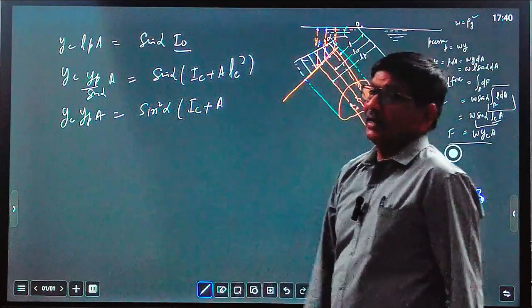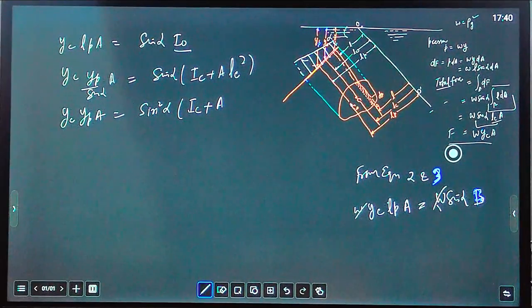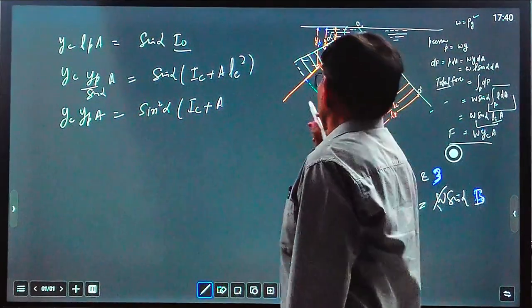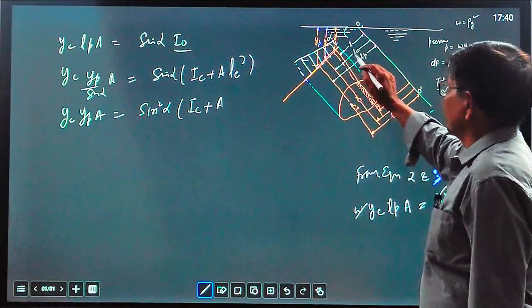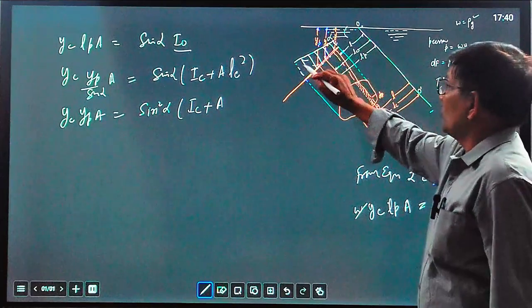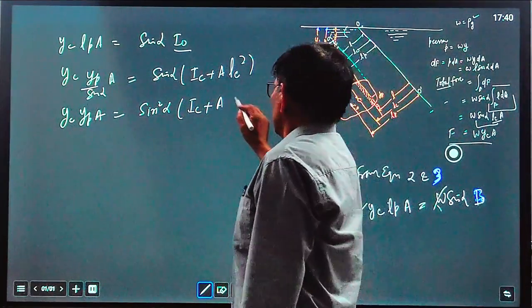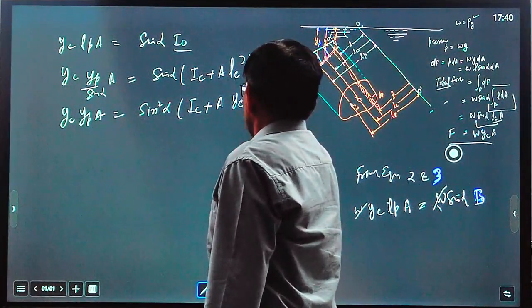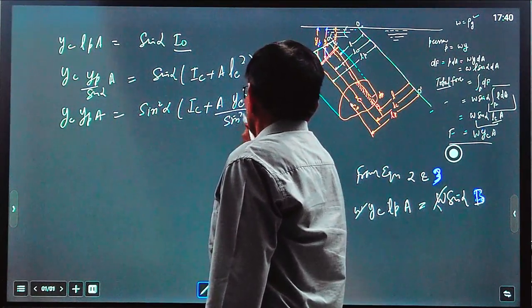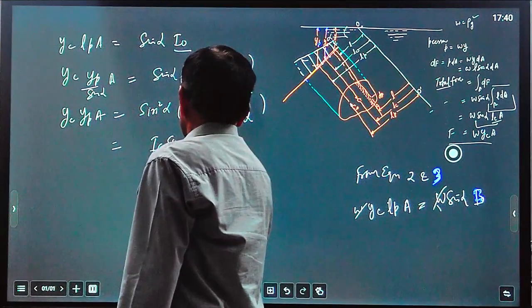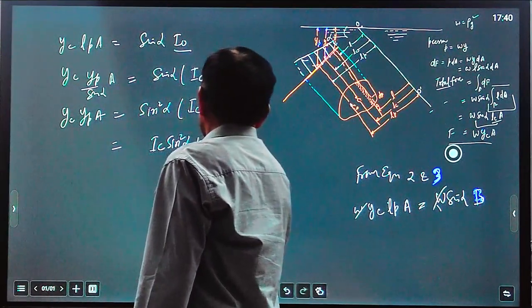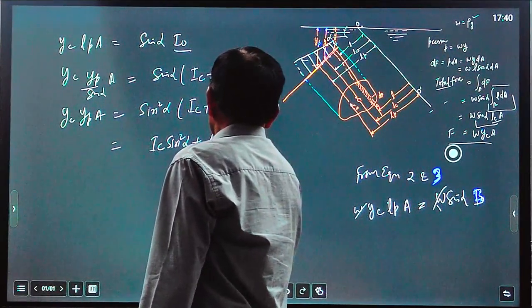Now LC again we break in terms of Yc upon sin alpha. So LC equal to Yc upon sin alpha. From this figure you can see Yc upon LC equal to sin alpha. So LC equal to Yc upon sin alpha, that is Yc square upon sin square alpha. Multiplying this, we get Ic sin square alpha plus A Yc square.